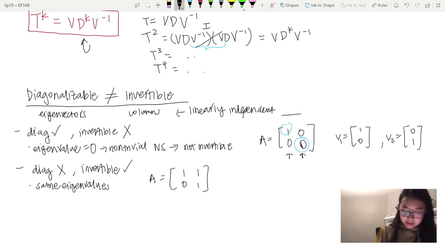Based on these two columns, you can tell that they're linearly independent and it is therefore invertible, but you can see that both eigenvalues are 1. So since both eigenvalues are 1, there ends up only being one appropriate eigenvector, and the only one that exists is 1, 0. There are no longer two linearly independent eigenvectors, and therefore it is not diagonalizable.